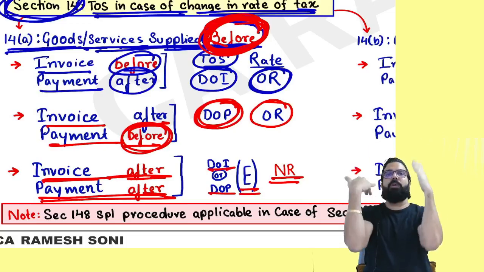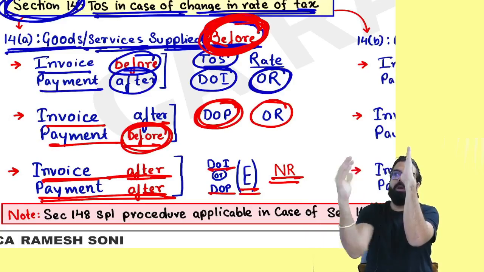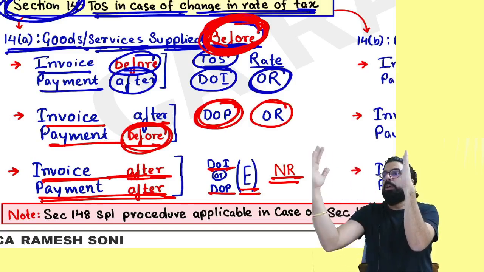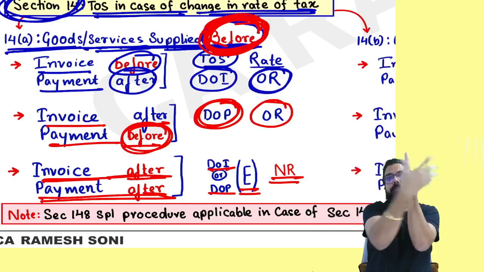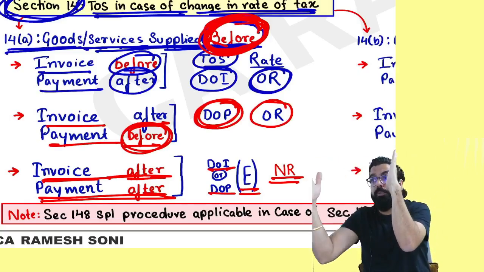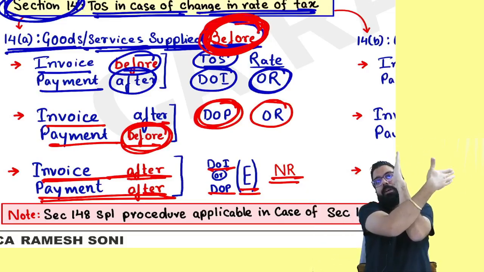People with me, everyone, I want to ask you. Goods and service supplied before. Invoice is before, payment is after. Date of invoice and old rate or new rate? Old rate. Goods and service supplied before, payment is before, invoice is after: date of payment and old rate. Goods and service supplied before, invoice is also after, payment is also after: whichever is earlier and the after rate.